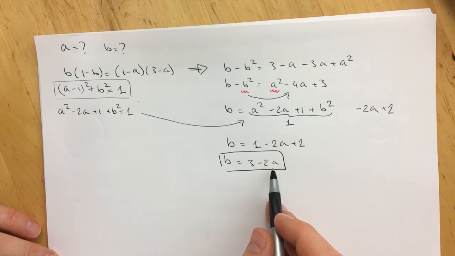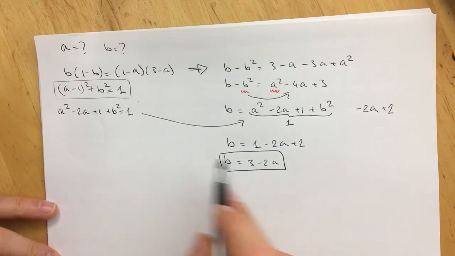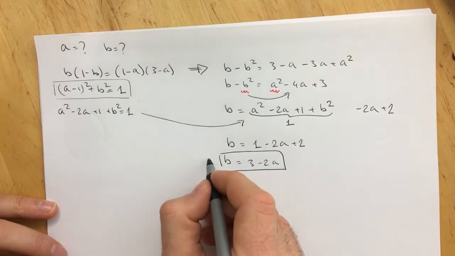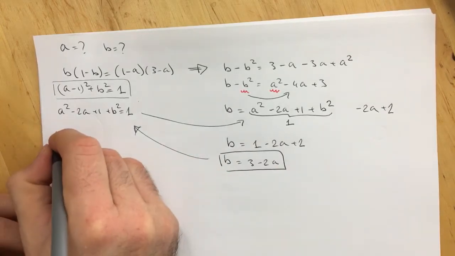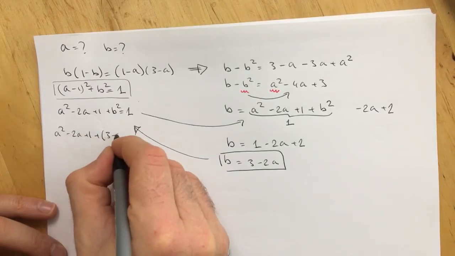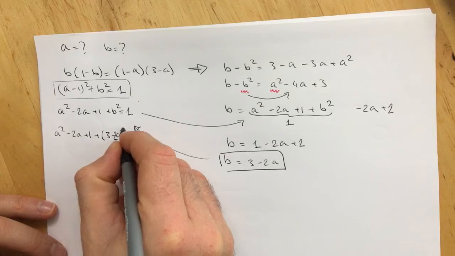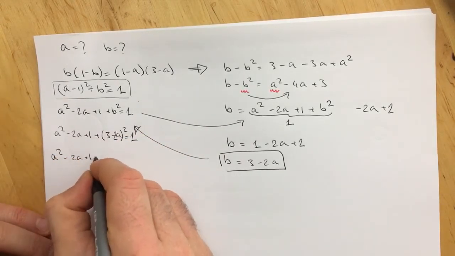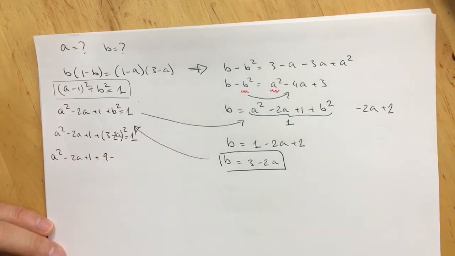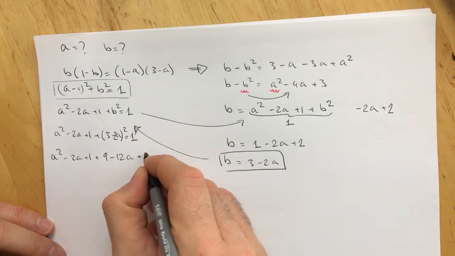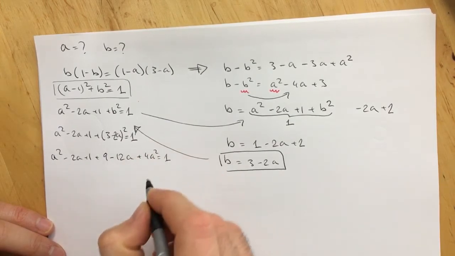I have expressed one of the variables that I want to figure out in terms of the other one. So what can we do now? Well, now you can simply plug this equation back in here, let's say, and solve for A, right? If you plug this back in here, you get A squared minus 2A plus 1 plus B squared, which is 3 minus 2A, the whole thing squared, is equal to 1. A squared minus 2A plus 1 plus 9 minus, how much is this? 4 times 3 is 12A plus 4A squared is equal to 1.